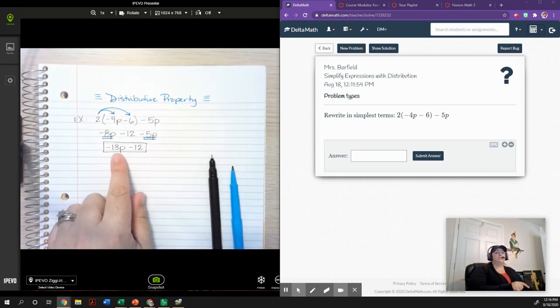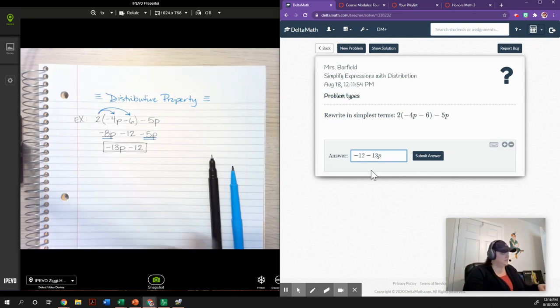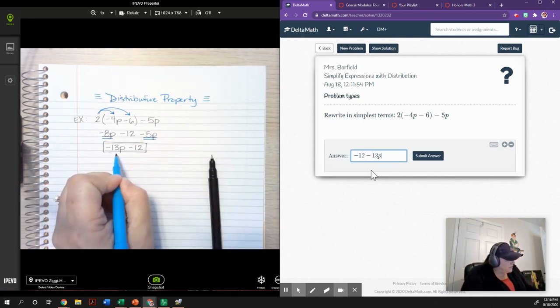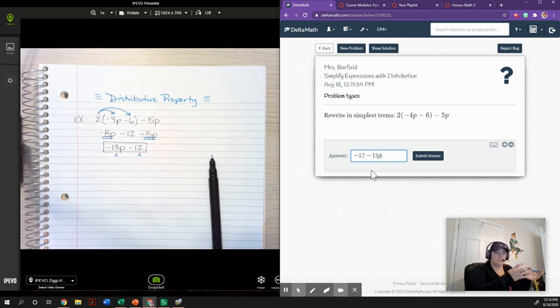Now, I am going to show you something on Delta Math. I'm going to type it in backwards. And what I mean by backwards is I'm going to type the negative 12 first. So I'm going to type negative 12, and then I'm going to type minus 13p. Notice that that is the same statement. If this was term 1, and this was term 2, keeping those negative signs attached to them, I've just written term 2 first and then term 1. And that's okay, there's nothing wrong with that.